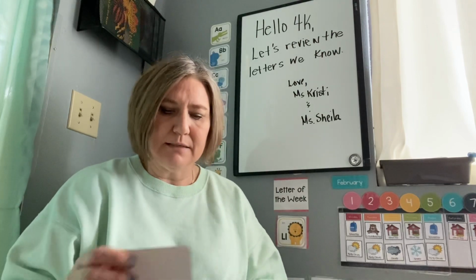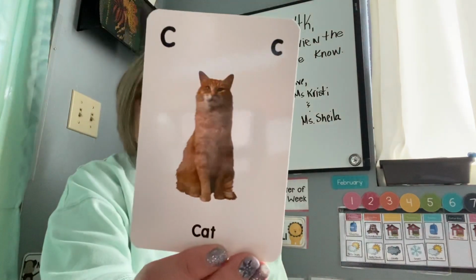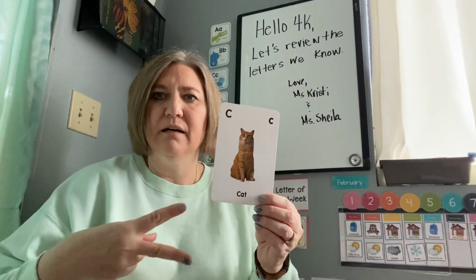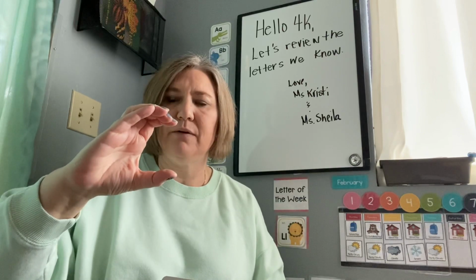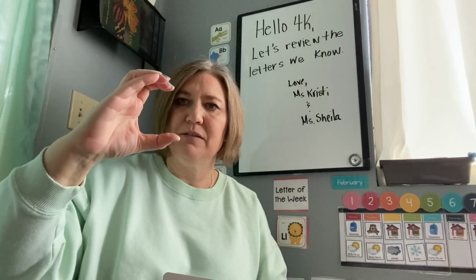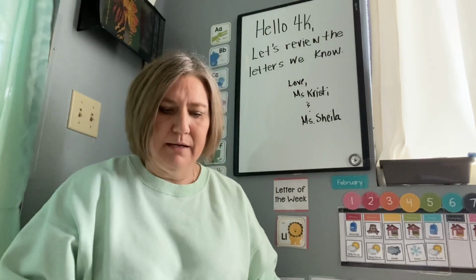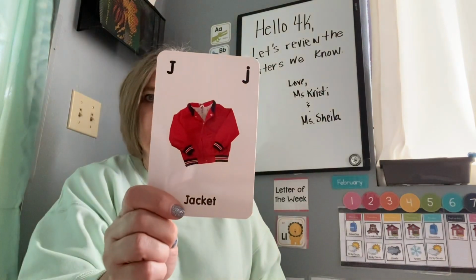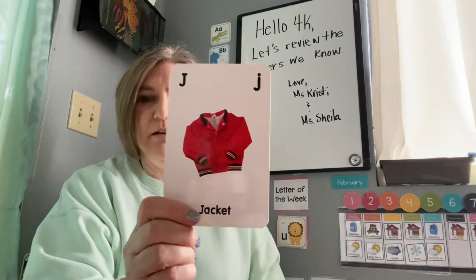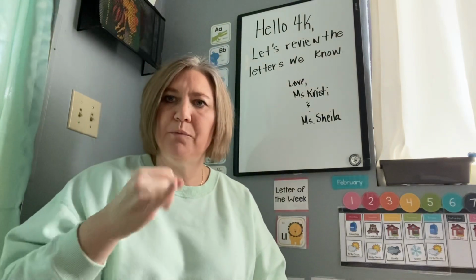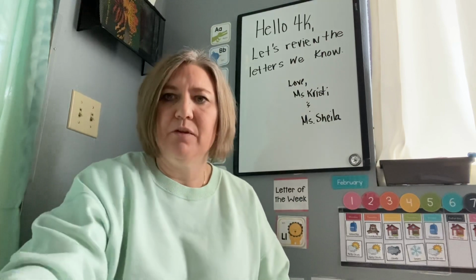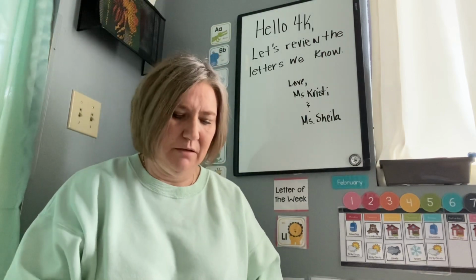All right, let's see what's next. Oh, the letter C. Letter C goes k, k, k, just like in cat. And C looks like this in sign language, just like you're making the letter C with your fingers. All right, next is the letter J. J says j, j, just like in jacket. And the sign for J, swoop. This is I, and this is J. Making it with the pinky, j, j.